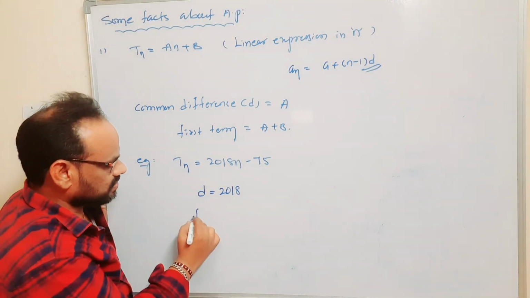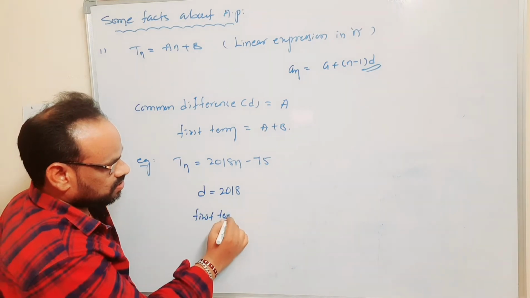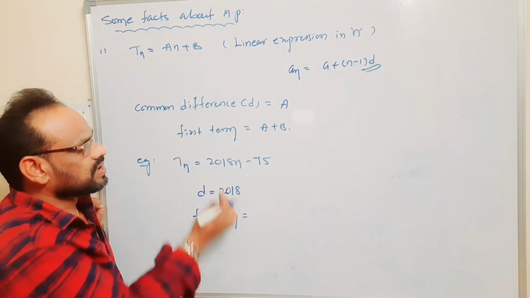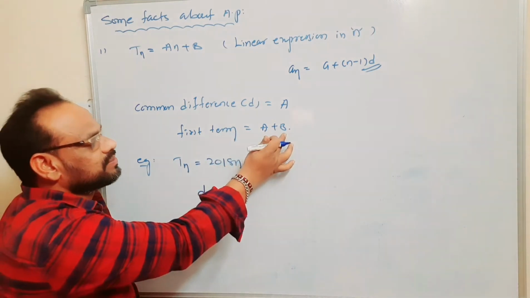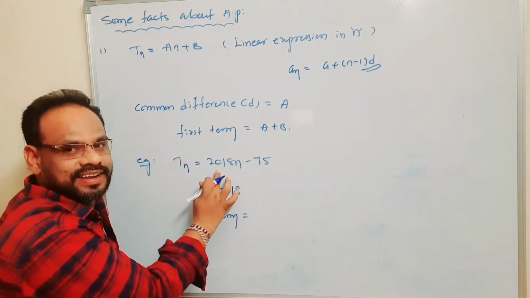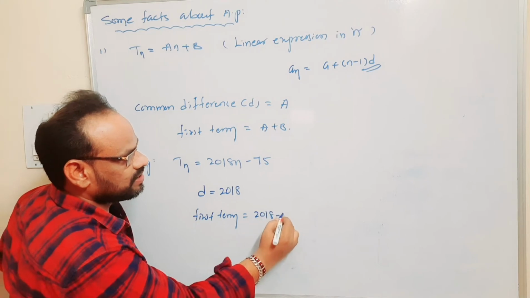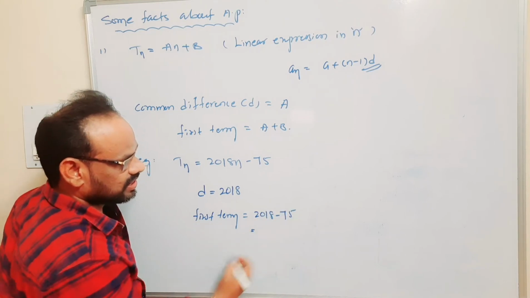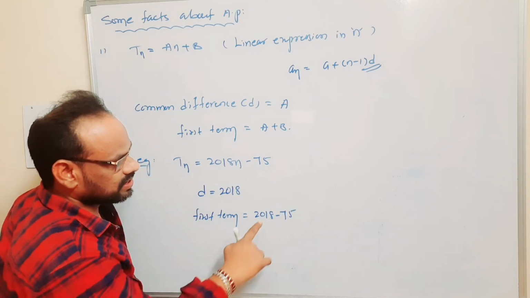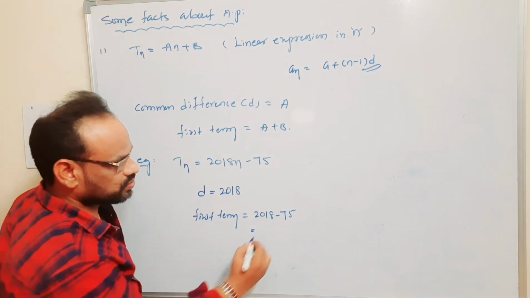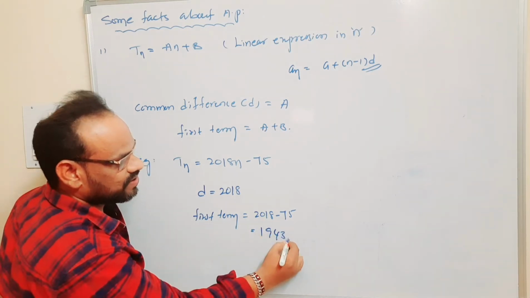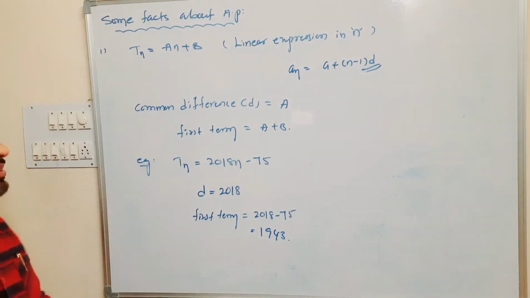The first term is a plus b. Here a is 2018 and b is minus 75. So 2018 minus 75 is, 8 minus 5 is 3, and 11 minus 7 is 4. So 1943 is the first term.